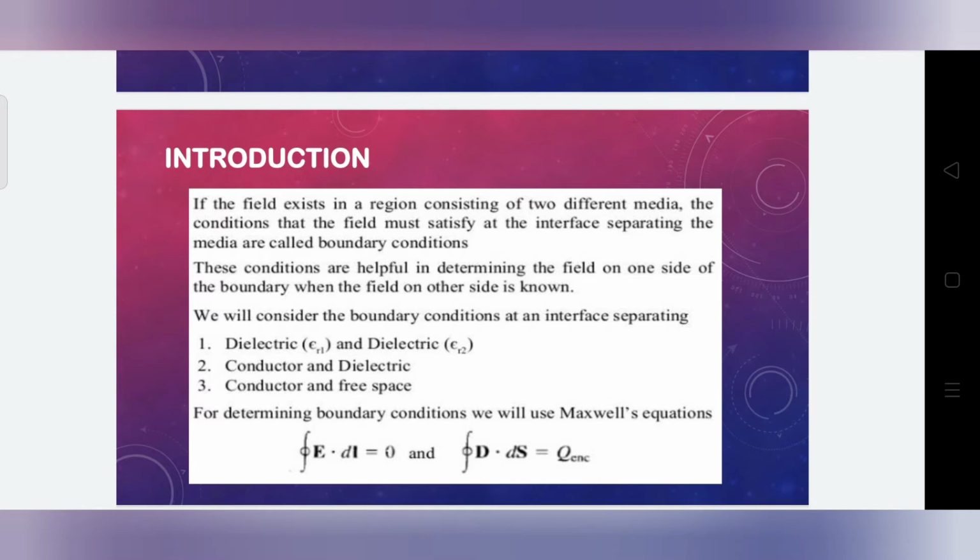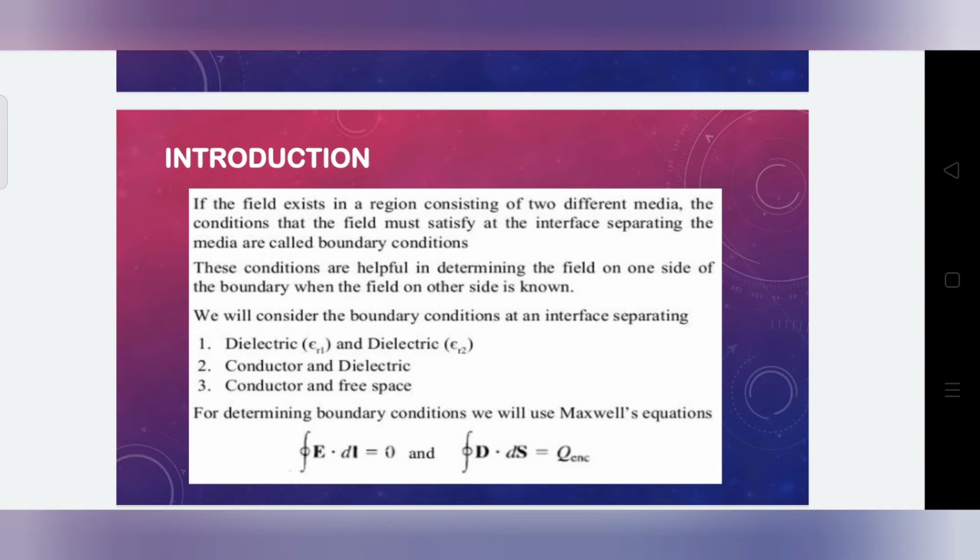Both the media may be dielectric, or one media is conductor and the other one is dielectric, and the third condition is one is conductor and the other one is free space. For determining boundary conditions, we will use Maxwell's equations. Maxwell's equation is the line integral of E dot dl, where E is the electric field intensity, equal to 0, and the integral of D dot ds is equal to Q.